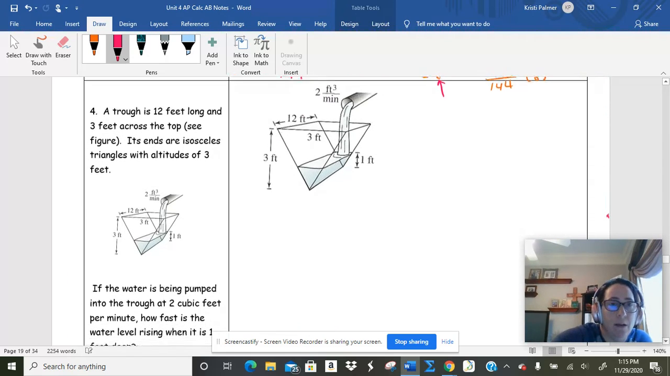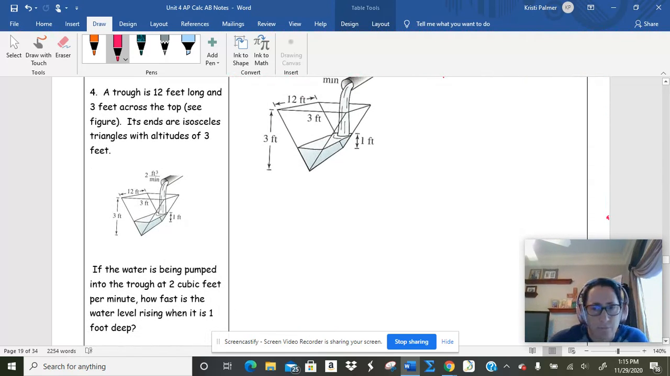Okay. The trough is 12 feet long and 3 feet across the top. The ends are isosceles triangles with altitudes of 3 feet. If the water is being pumped, so they've already kind of given me the picture and labeled, but now I'm going to read. If the water is being pumped into the trough at 2 cubic feet per minute, so that's going to be my rate of the volume. I see that that's cubic feet.